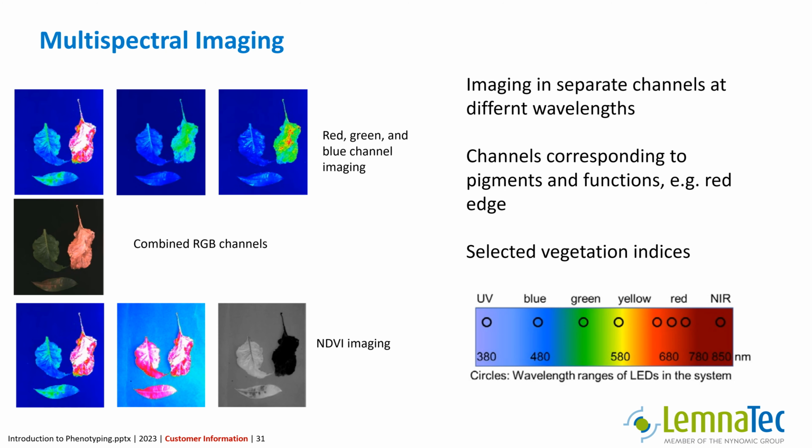In multispectral imaging, images are taken in a range of distinct wavelengths. These images can be used for calculating vegetation indices or carrying out analysis, for instance, corresponding to pigmentation.